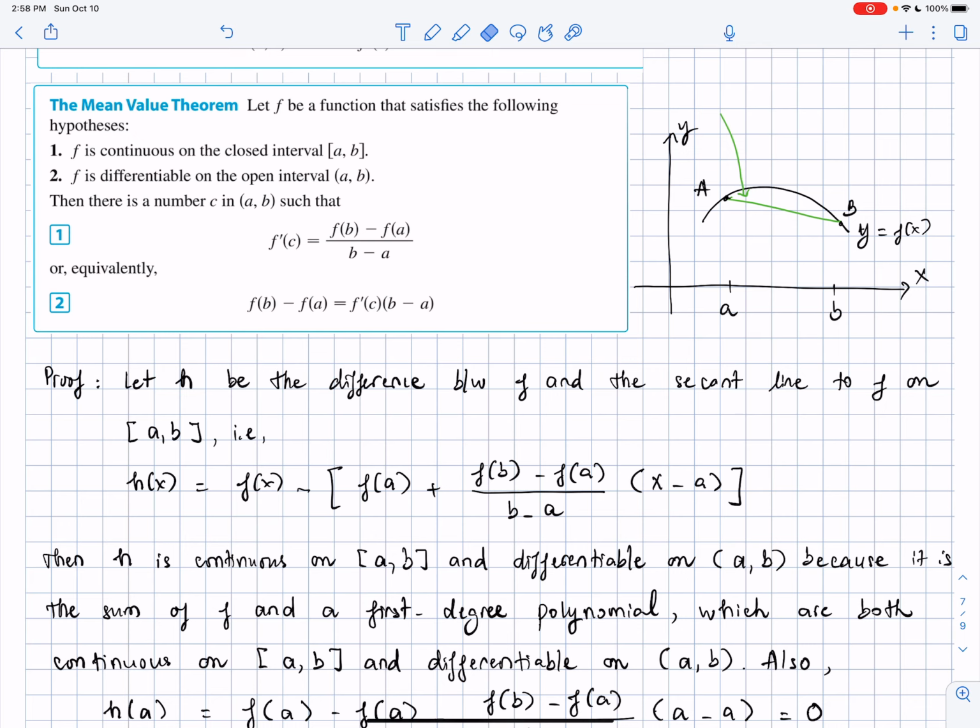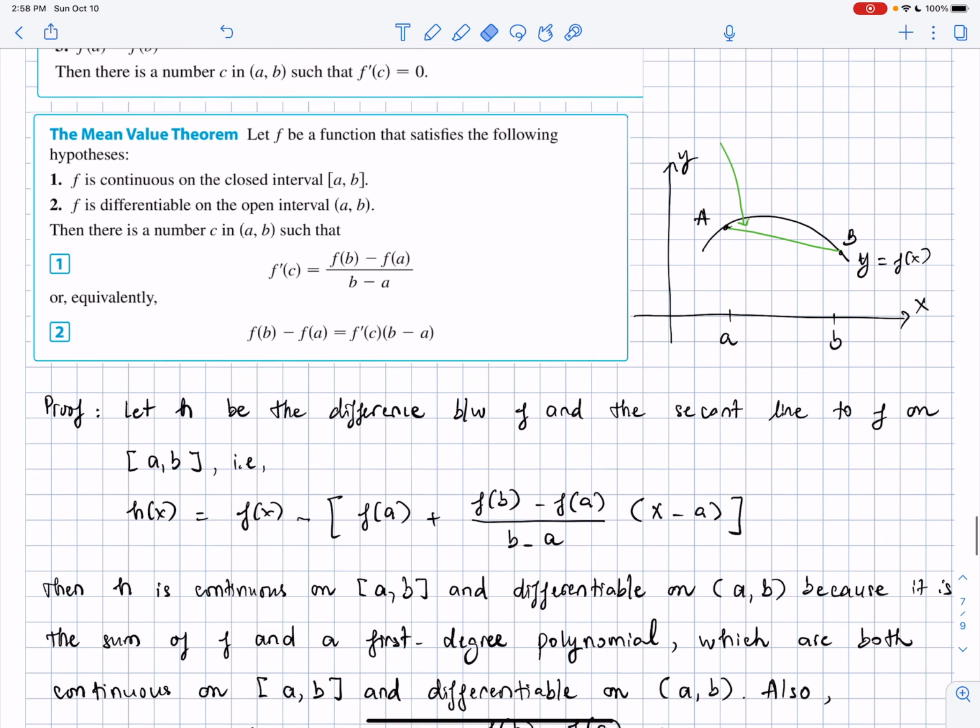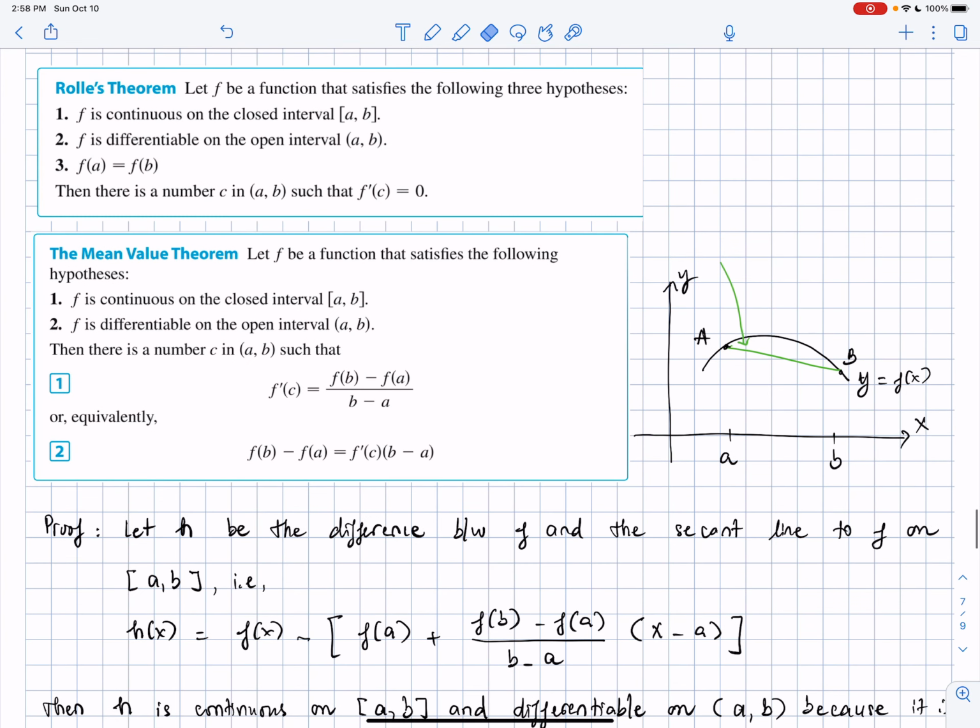What we are going to do is use Rolle's theorem to prove the Mean Value Theorem. So I copy Rolle's theorem on the top, and we need to have these three conditions right here. Then we can have the conclusion: there is a number c in the open interval (a, b) such that f prime of c equals 0. So when we have this conclusion, we will continue to work from that. Okay, so we need to have the three conditions in Rolle's theorem.